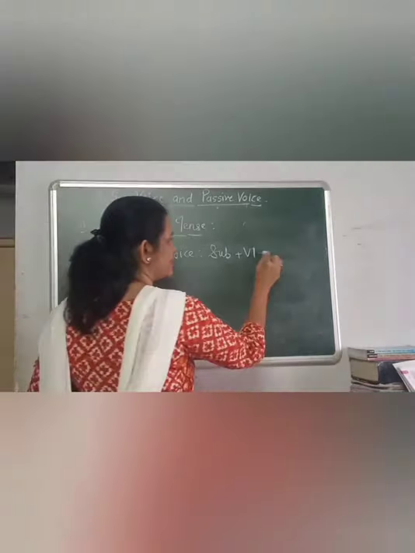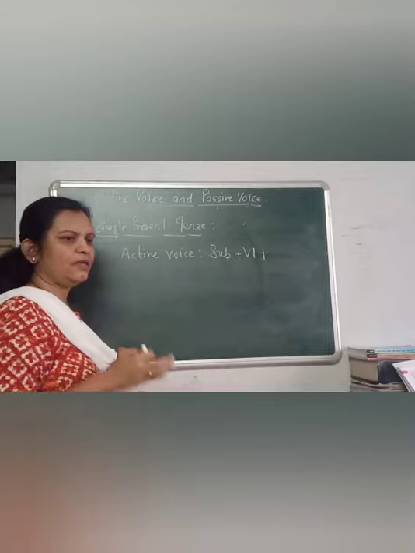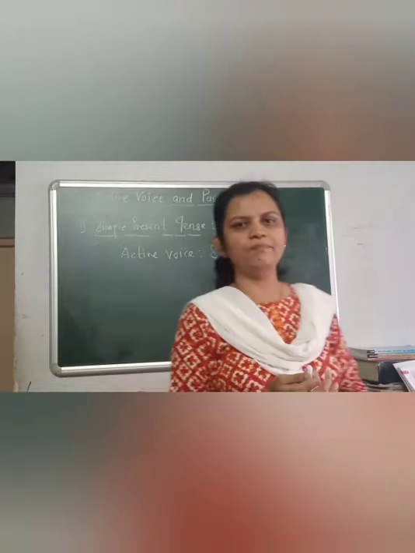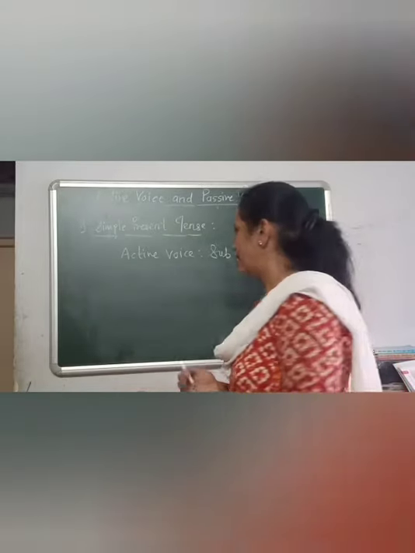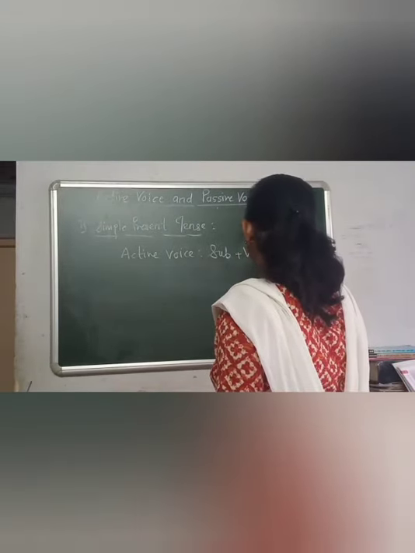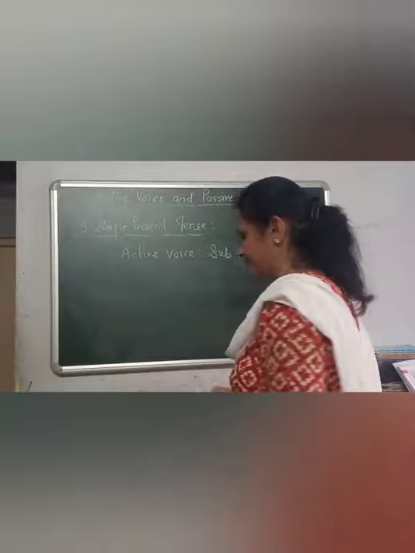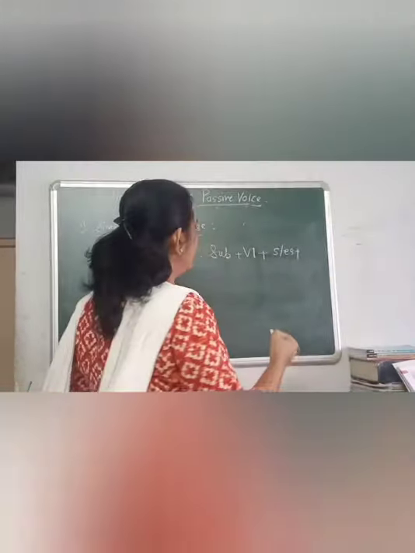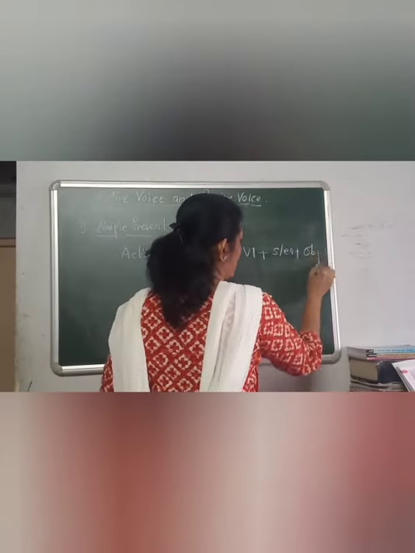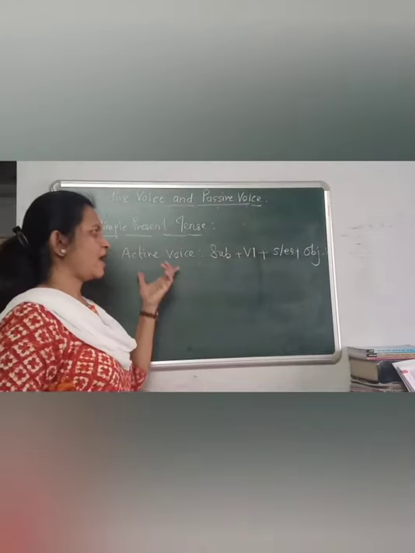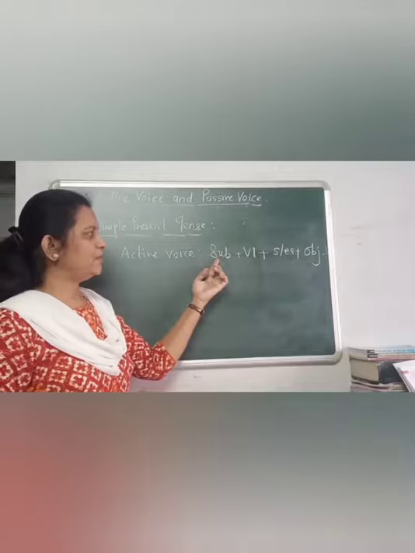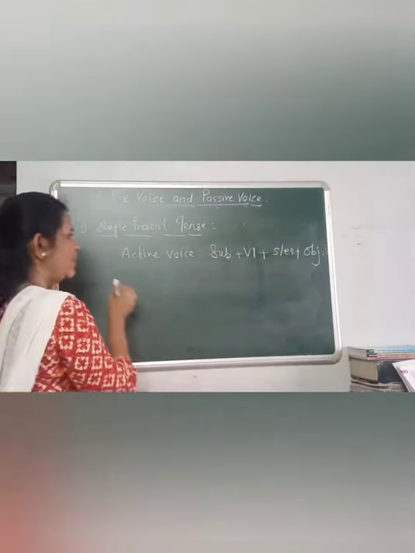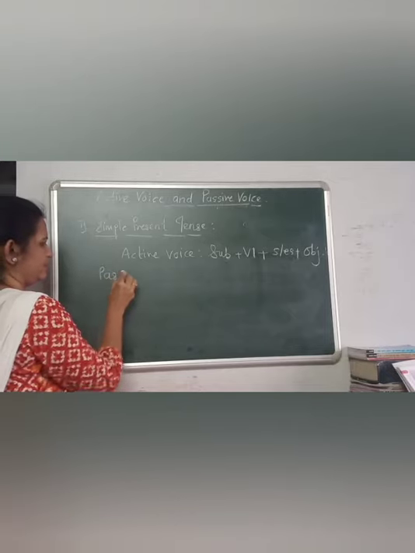And if our sentence has he, she, it, means if our sentence begins with a third person singular pronoun, at that time s or es is added to the verb. Only with he, she, it. And the last word is the object. This is the active voice construction: subject plus V1, S or ES plus object. Now, passive voice construction.